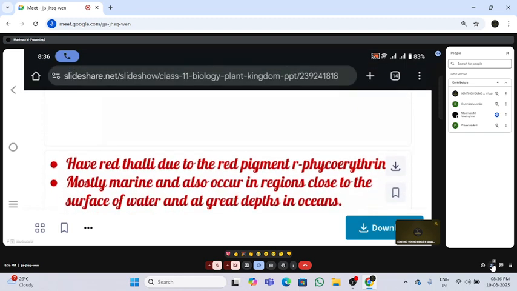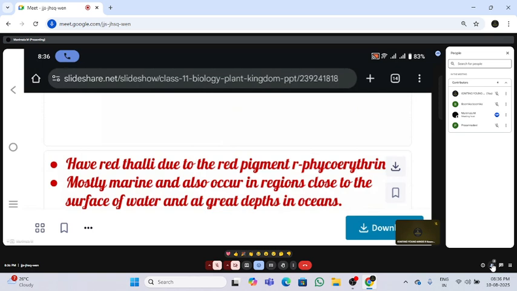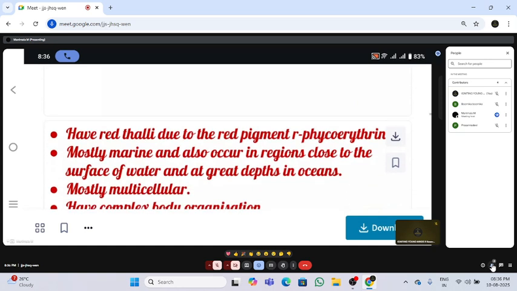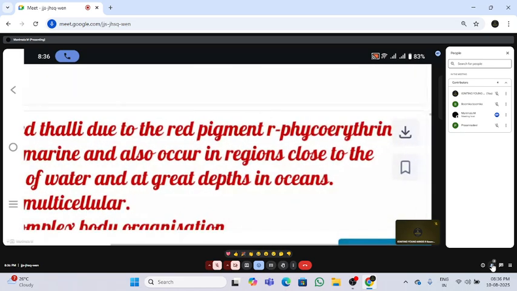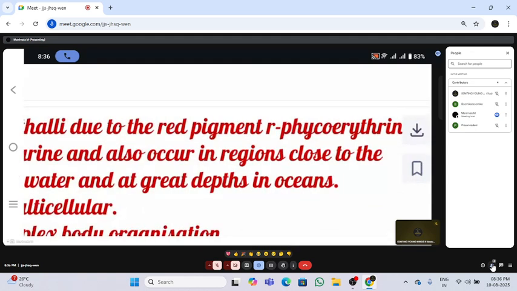Okay? And what is the reason for red thalli? The reason is the red pigment called phycoerythrin. Due to presence of phycoerythrin, it is colored like what? Red. Here also we have chlorophylls A, B, C, D. All the chlorophylls are present, but the main pigment is phycoerythrin. Due to this phycoerythrin, the plant body is covered, masking chlorophyll A and D.